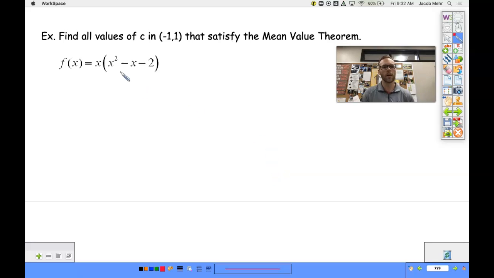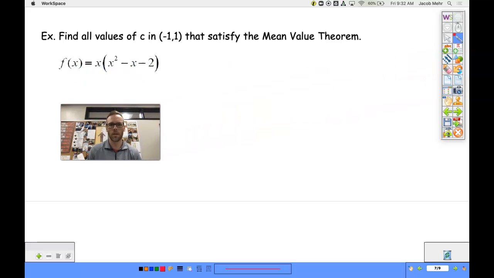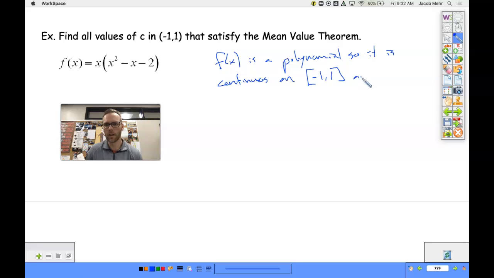Yep, last example here. Find all values of c in the open interval -1, 1 that satisfy the mean value theorem. Well, first off, this is a polynomial, right? So let's make that statement here. f of x is a polynomial, so it is continuous on the closed interval -1 to 1 and differentiable on the open interval -1 to 1. Okay? And that's all the criteria that there is, right?